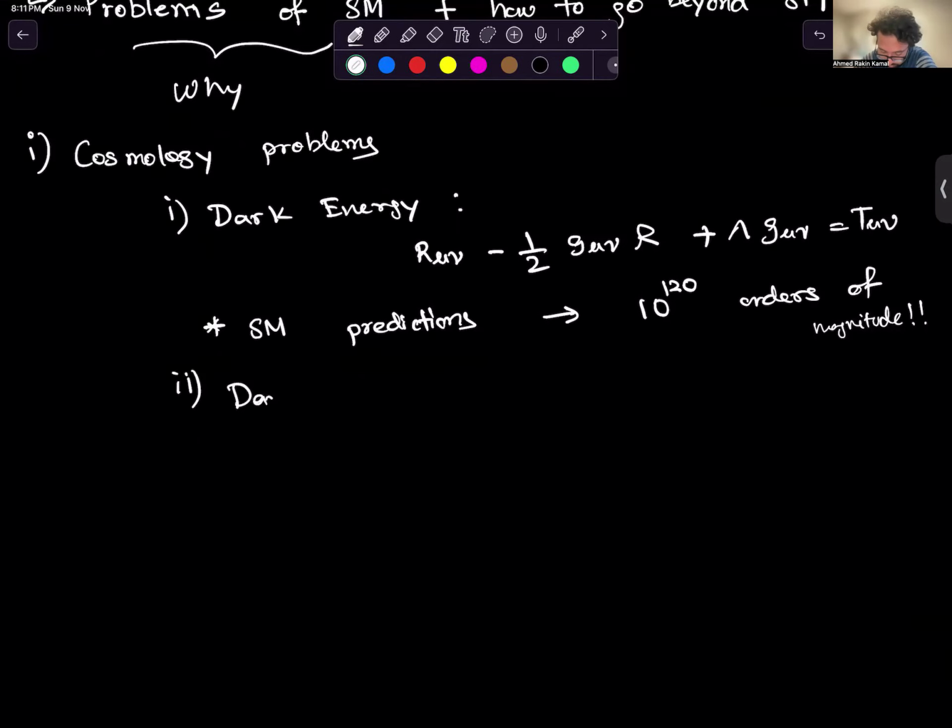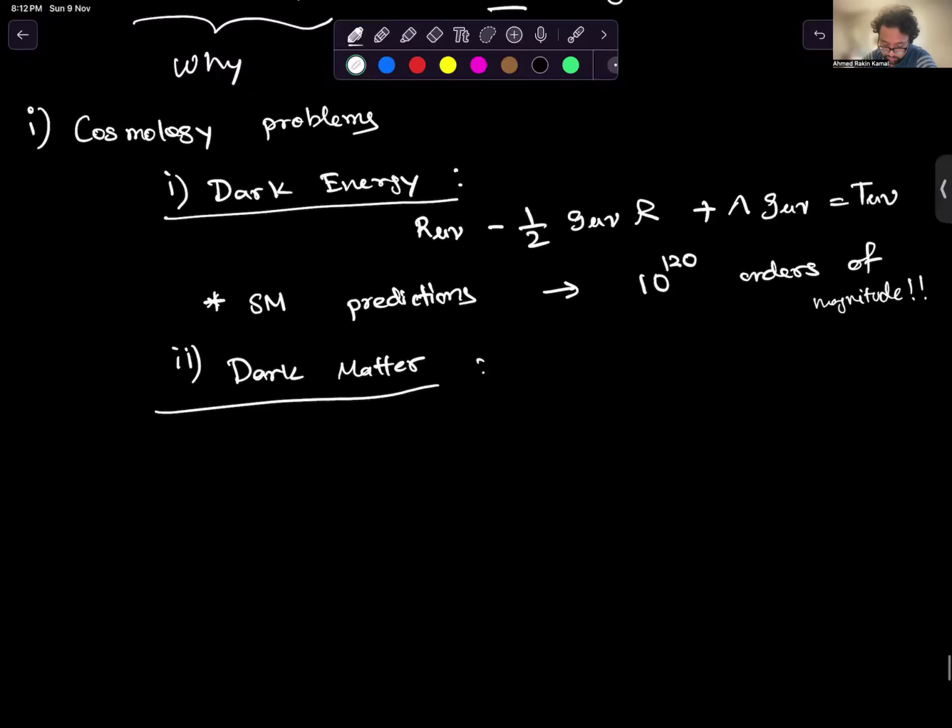And of course, something called dark matter. Again, it's an invisible form of matter. It's around 25%, I think, of the matter in the universe, and it is not explained by the standard model. So if you think about the energy budget of the universe, it's around 70% dark energy, 25% dark matter, and 5% ordinary matter, which is somewhat explained by the standard model. So this is another avenue of issues.